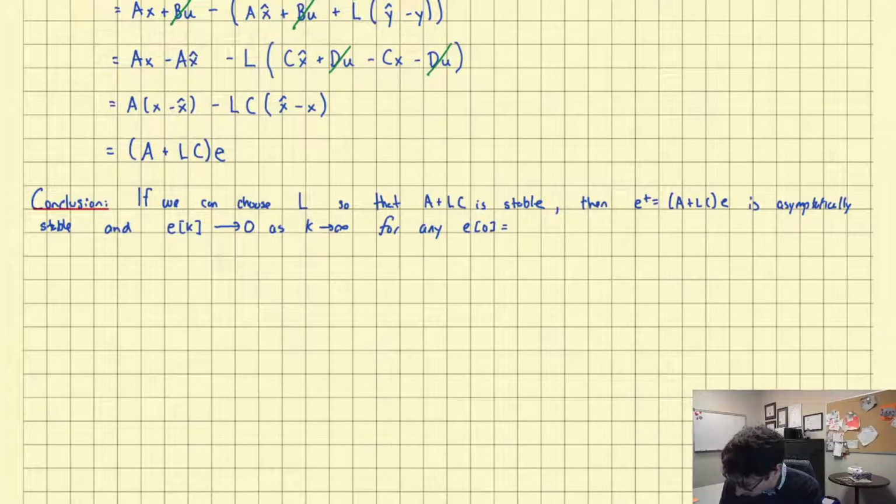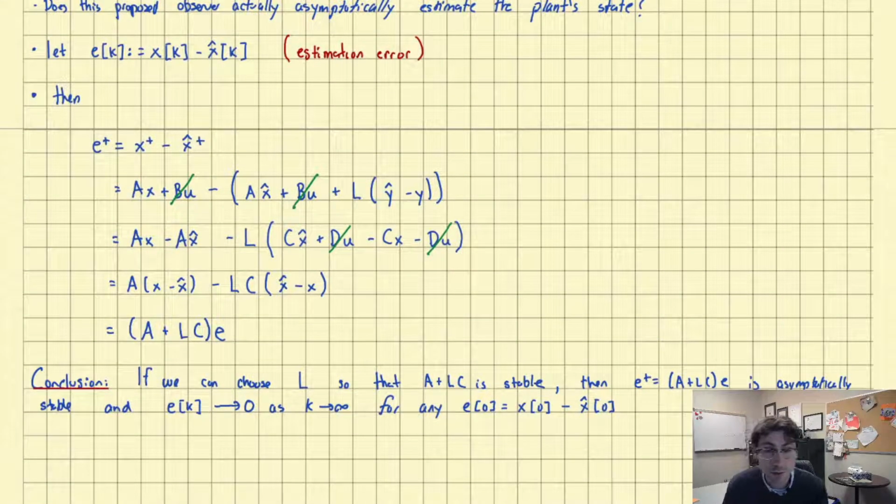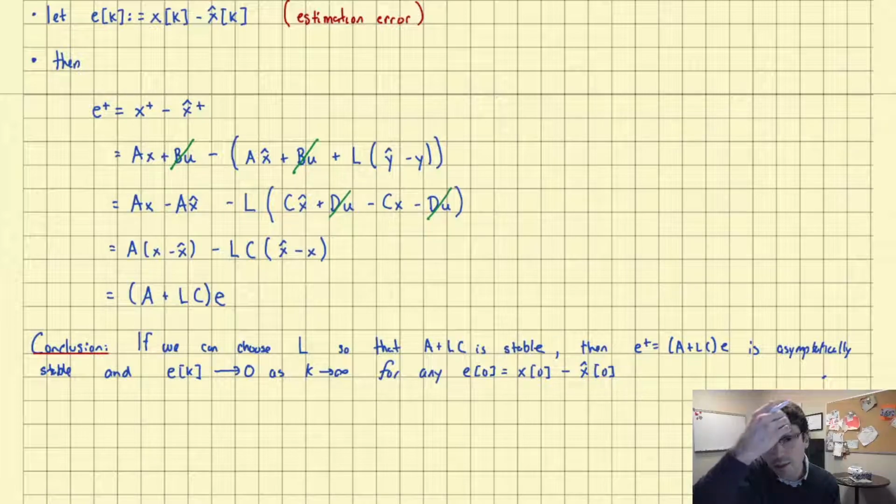In other words, for any initial value of our plant and any initial value of our observer. Okay? And this is what we want. So the problem then of estimating the plant state boils down to designing or choosing this L so that A plus LC is stable. A comes from the plant model, C comes from the plant model. You just need to figure out what L should be.